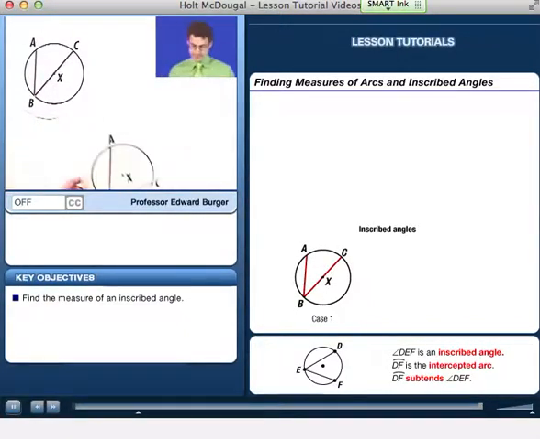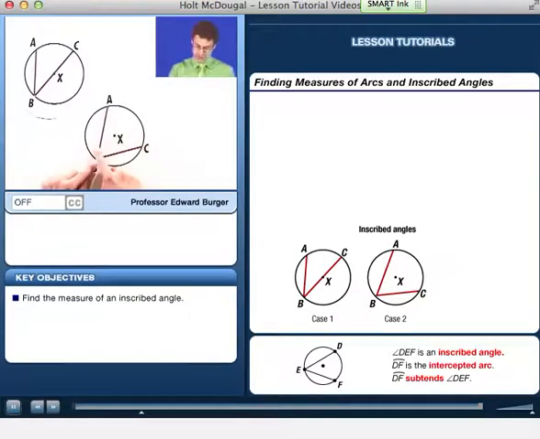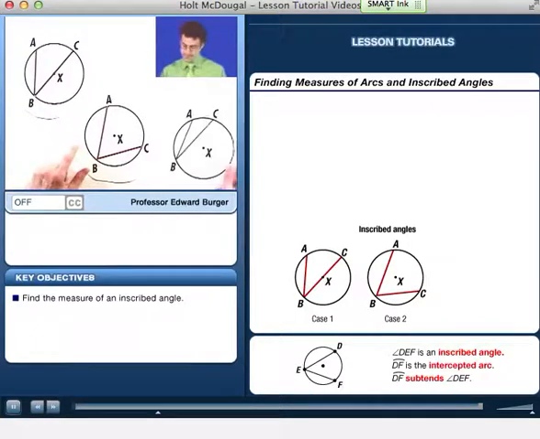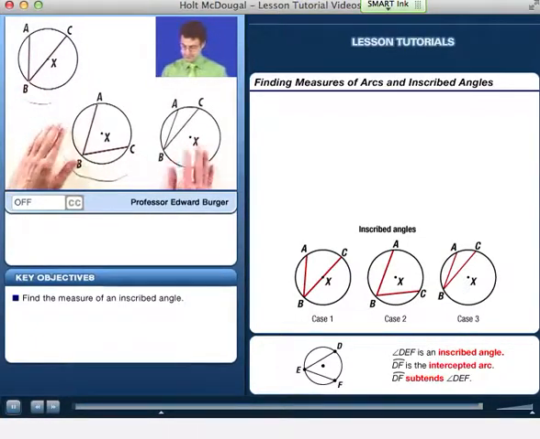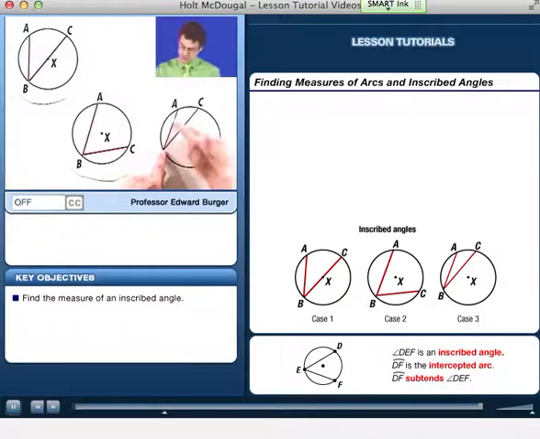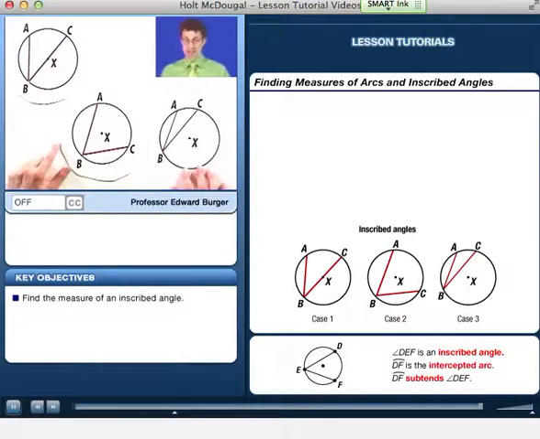Here's another example. Again, you see two chords. They share the same endpoint. And this angle right here is called the inscribed angle. Let me show you another example. Here again, you see two chords. They share a common endpoint, and you can see that this angle right here is an inscribed angle.